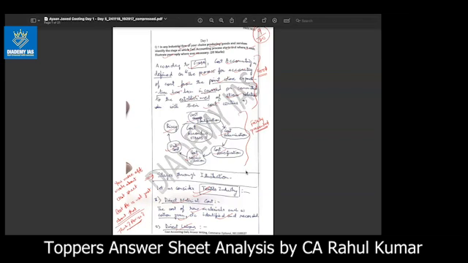Then cost classification. In cost classification there are different bases of classification: function wise classification, nature wise classification, future or past based classification, out of pocket and opportunity cost. Then what is written here, cost estimation? Not cost estimation sir, cost assimilation.